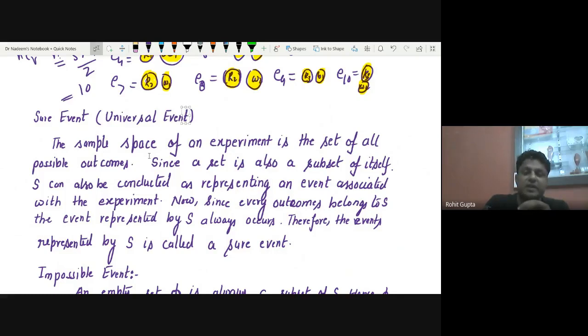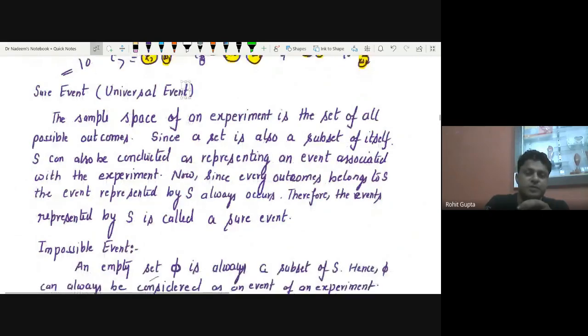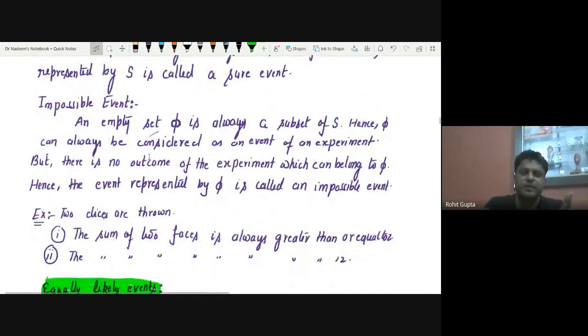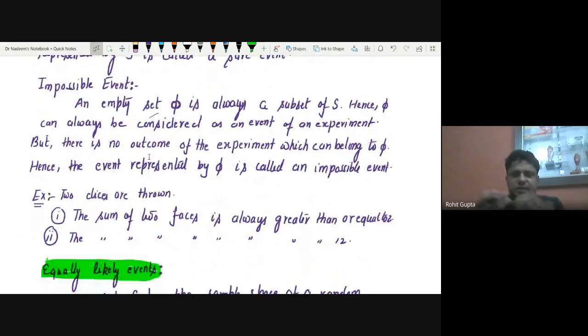Therefore, the event represented by S is called a sure event. Similarly, the impossible event is one which is not going to happen at any time. In terms of mathematics we denote it by the set phi, which has no element, no elementary event.